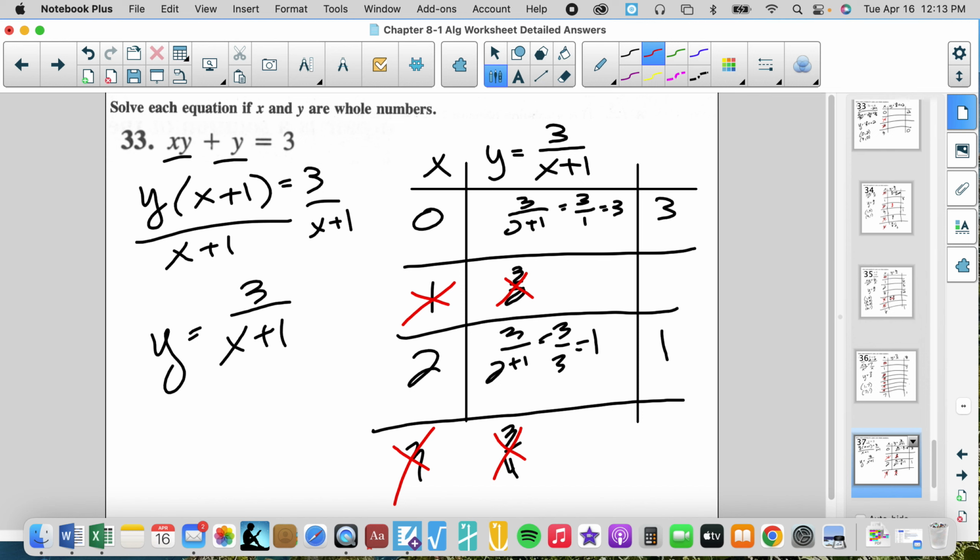Can we ever get to 0? No. The only way you can get 0 as a fraction is 0 in the numerator. And our numerator will always be 3. It's never going to be affected. So we can't. So we only have 2 solutions here. We have (0, 3) and (2, 1).